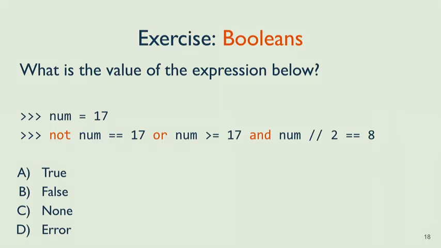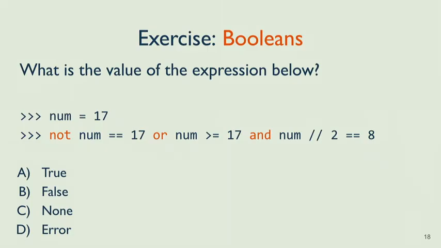So we have this false. And now we have or num is greater than or equal to 17 and num floor divided by 2 equal to 8. What's the next thing on the order of operations that we have to focus on? The and, right? So now we look at the right and the left. The and is the very next thing we have to do. Left or right doesn't matter. Which one do you want to do first? Left. Is num greater than or equal to 17? Yes, that's true.